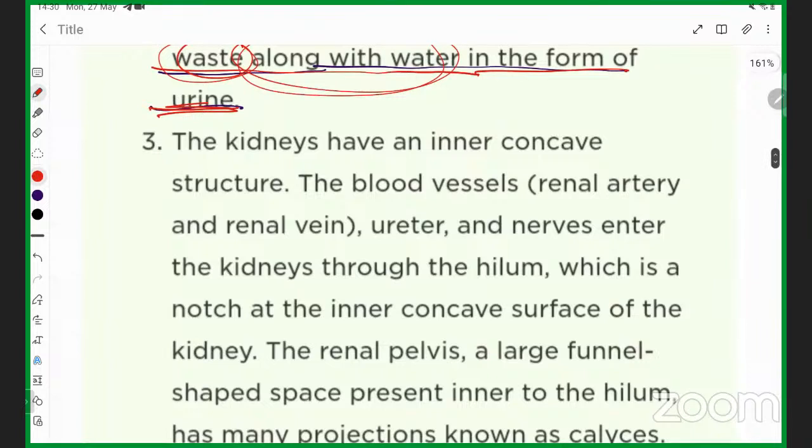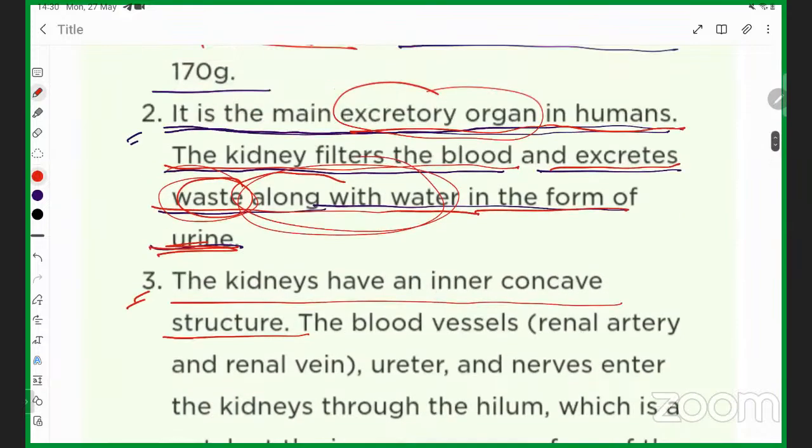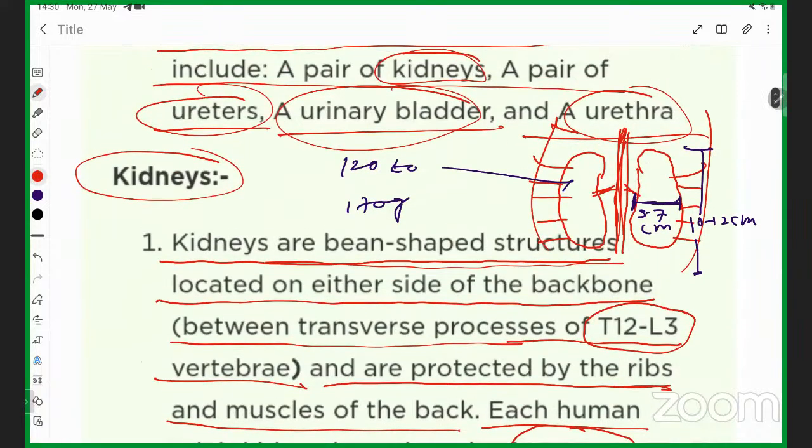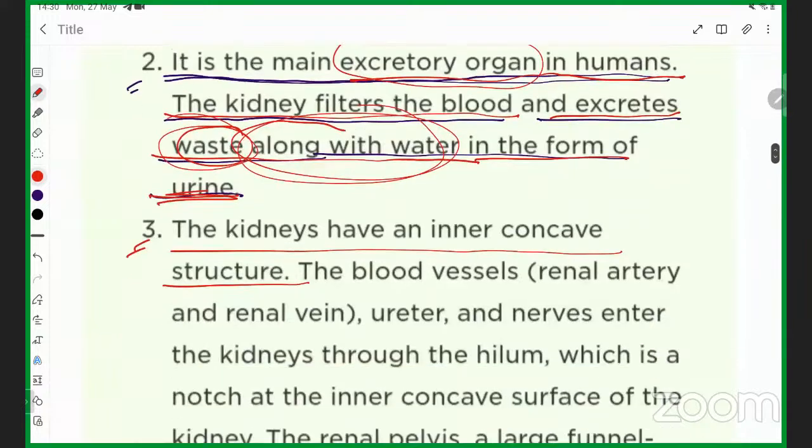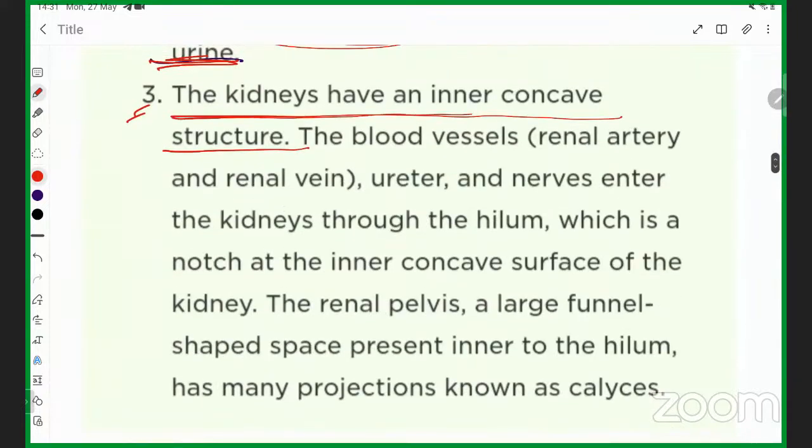Now see the third point. The kidney has an inner concave structure. What, students? The kidney has an inner concave structure. It means inside the kidney in the diagram there are inner structures, and each unit of the structure inside is called a nephron. Let us see what they are saying. The kidney has the inner concave structure, right? The blood vessels, renal arteries, and renal vein.